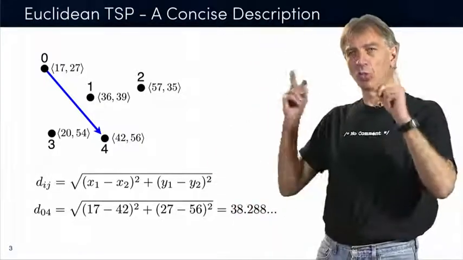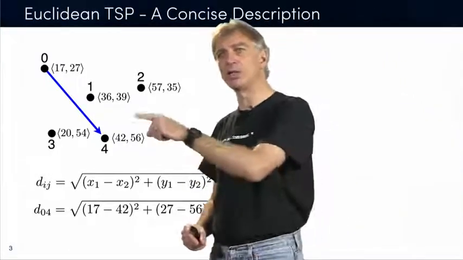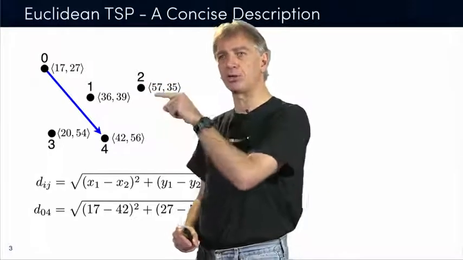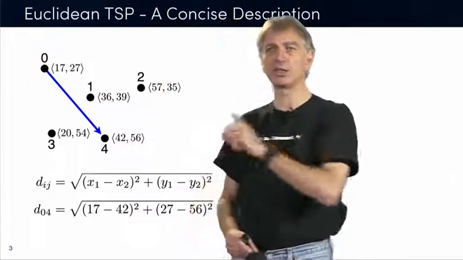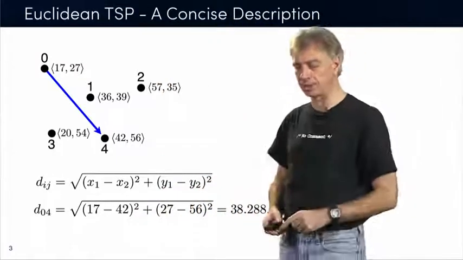What is important here is that we will only give you the coordinates of the various vertices, and you can easily compute, using this formula, the distance between any pair of vertices.